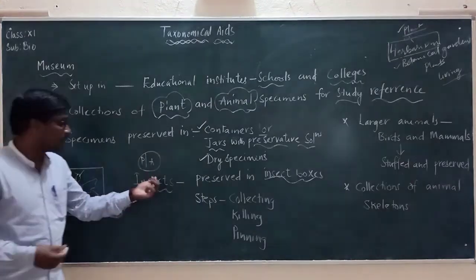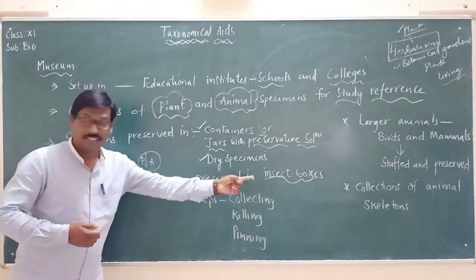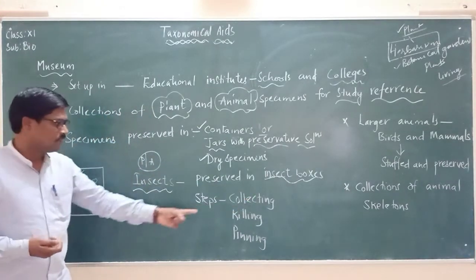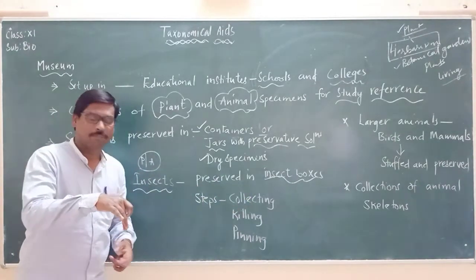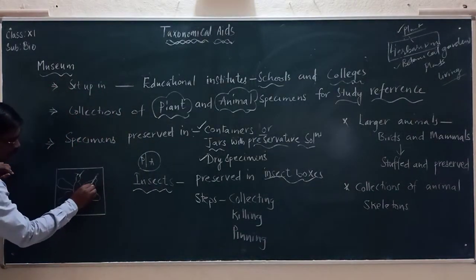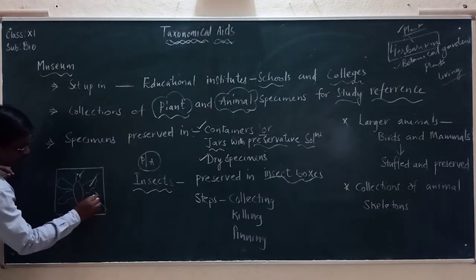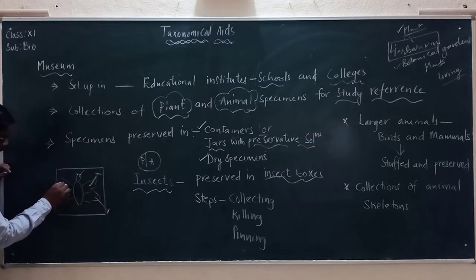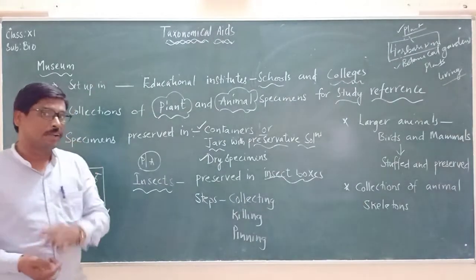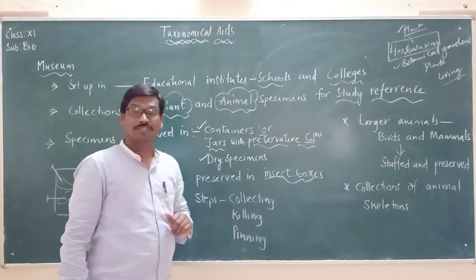Now, what are the steps in preserving the insects in insect boxes? First thing is what? We collect them, we kill them, and we pin them. Here they will be placing pins and preserving the particular insect. So here there are three steps you have to remember.